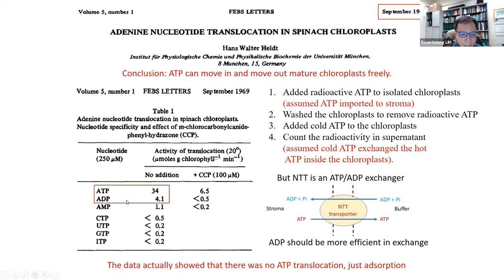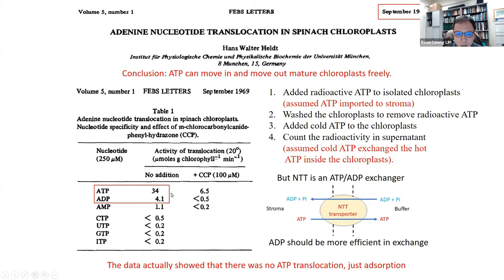He also tested ADP, but you could see that ADP actually is less efficient than ATP in so-called exchange. However, now we know that actually the NTT transporter is an antiporter of ATP and ADP. So if the radioactive ATP had been translocated into the stroma, ADP should be more effective than ATP in exchange. But this was not the case.